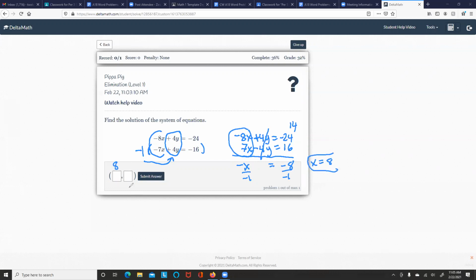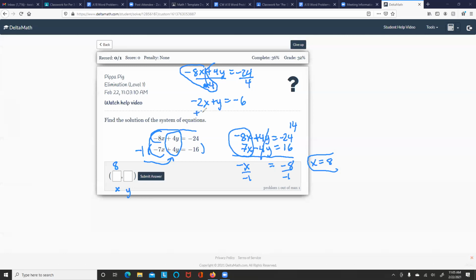Now I need to solve for y right here. We have x, we have y, so I can plug it into any equation. I'm going to take this top equation and divide it by 4, because I see that -8x plus 4y equals -24. If I divide this by 4, I'm going to get -2x plus y equals -6. And this is going to easily allow me to solve for y.